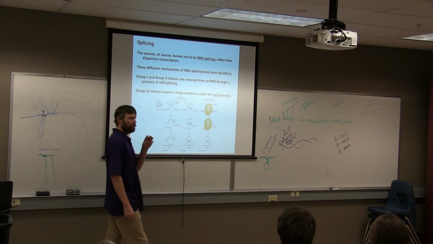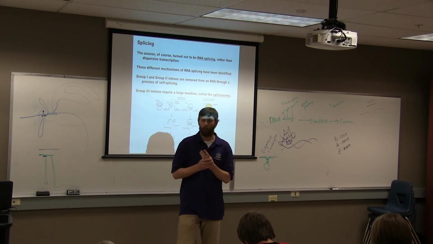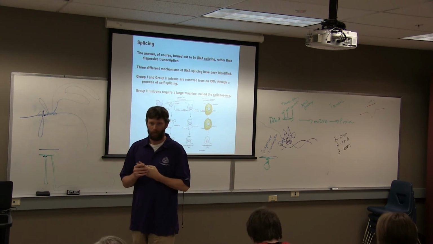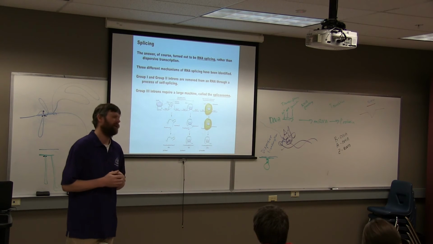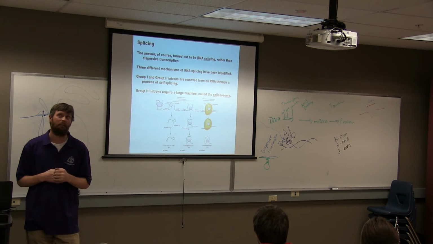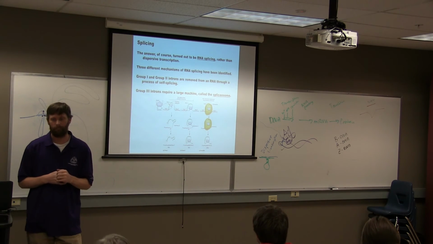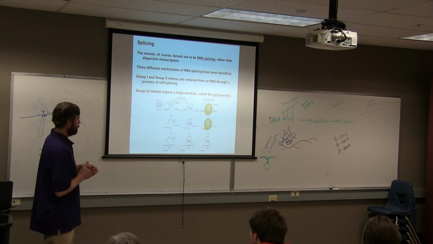We have now found that there are 3 different ways that splicing happens in eukaryotic cells. And splicing does not happen in bacteria, and I think it doesn't happen in archaea. And I'm forgetting at what point I am. I think it doesn't happen.